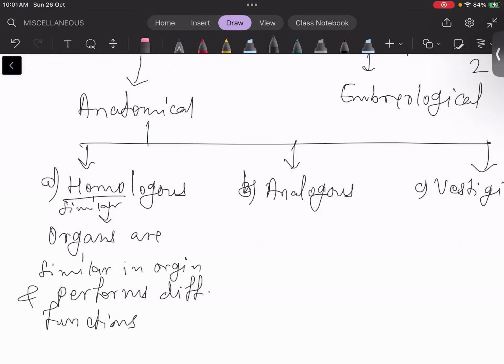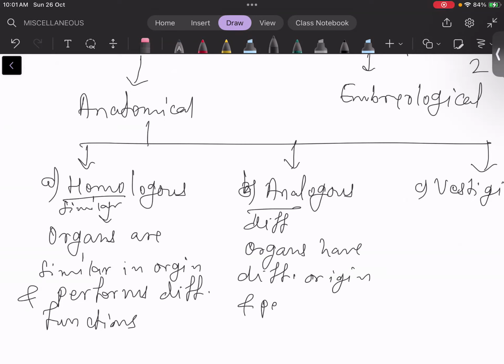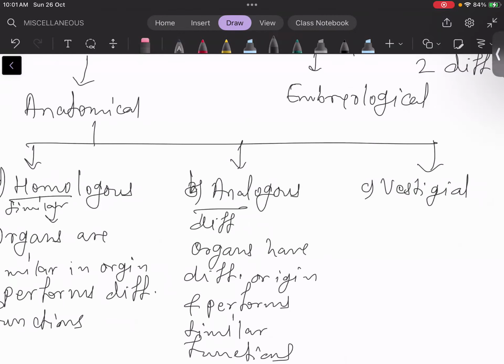Analogous. Ana means different. Right. Organs have different origin and perform similar functions. They are said to be analogous. Analogous, right?